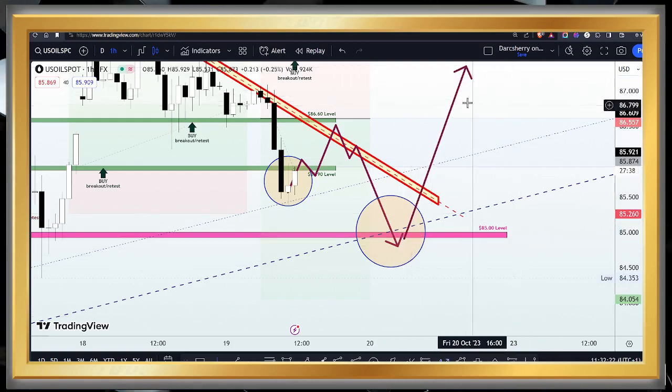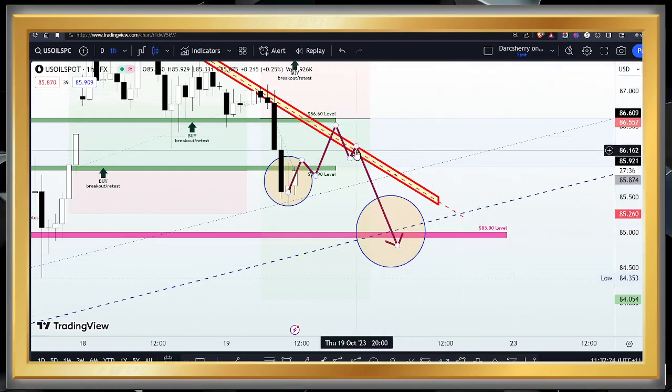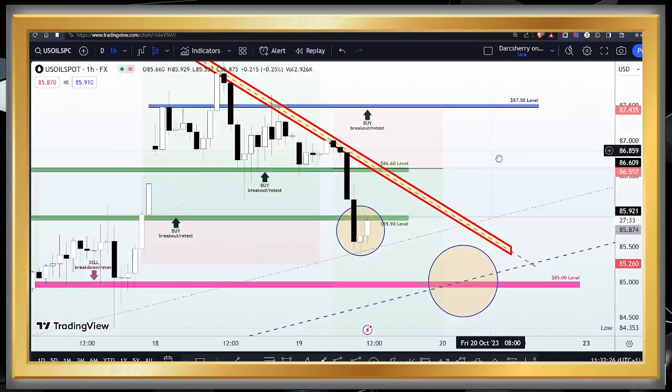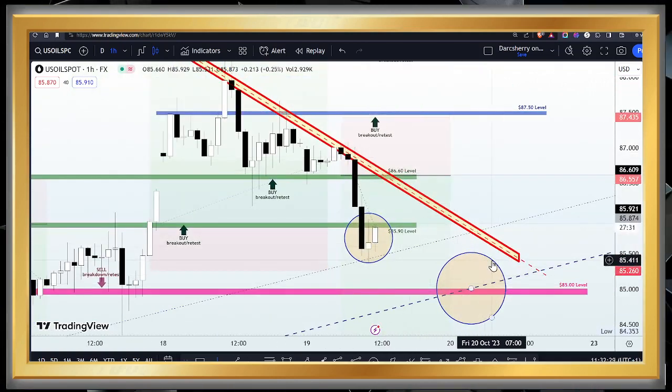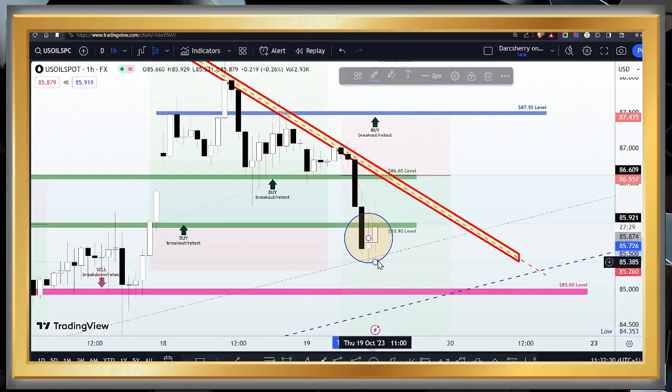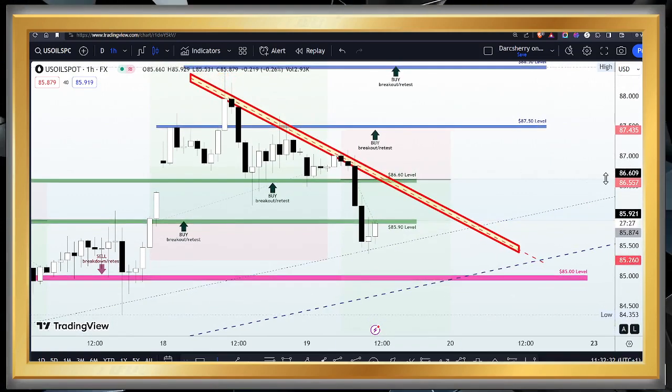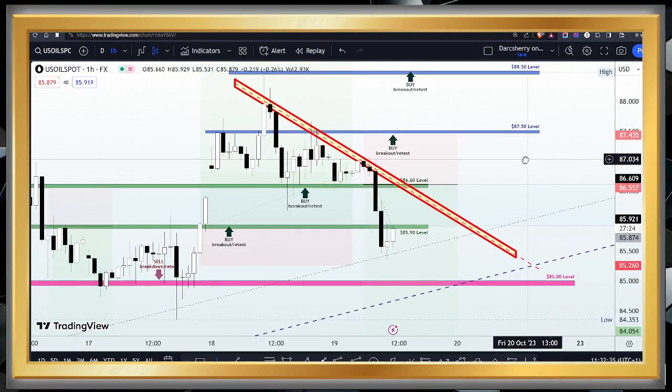So this is my view here on the US Oil Spot, and you will be able to see how this descending trend line and that ascending trend line are going to be playing a major role in determining the direction of price action today.